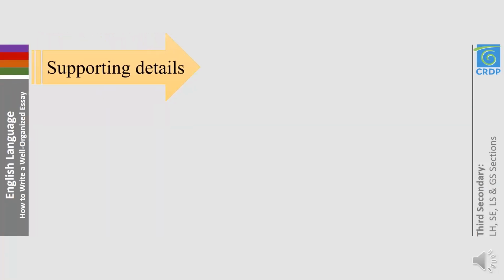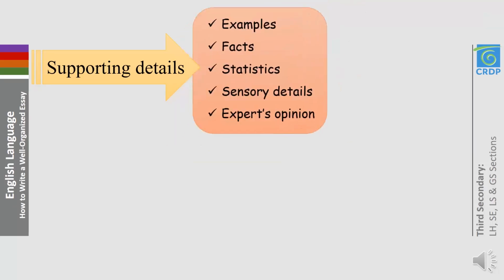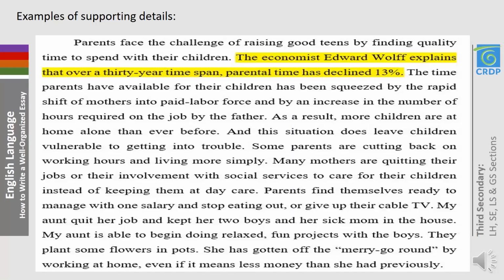Now, after the topic sentence comes the supporting details. They are the basic ingredients of what makes a successful essay. They can be of different types: examples, facts, statistics, sensory details, or expert's opinion. Now let's see one of the body paragraphs of the model essay.